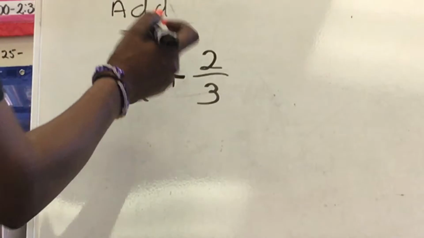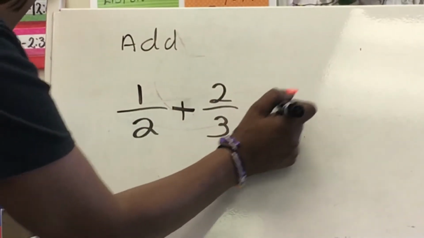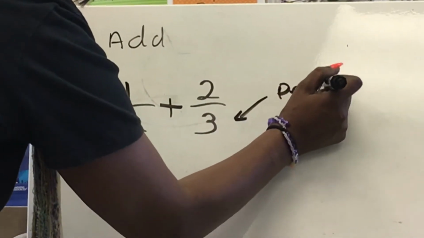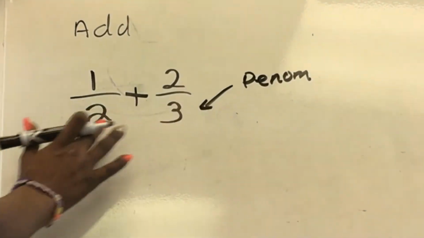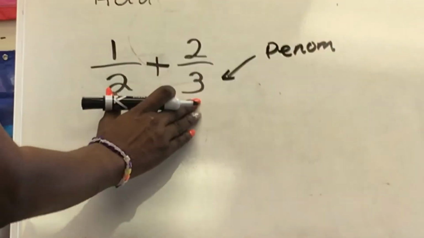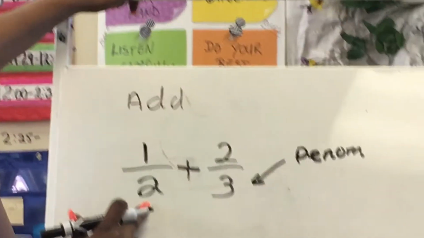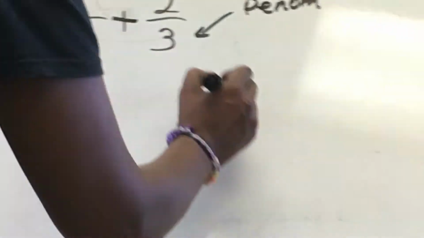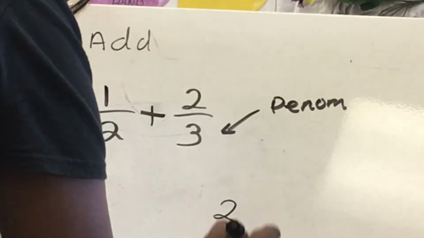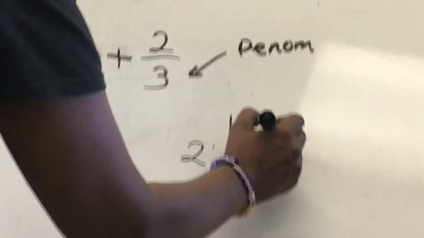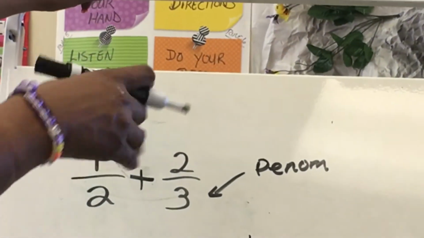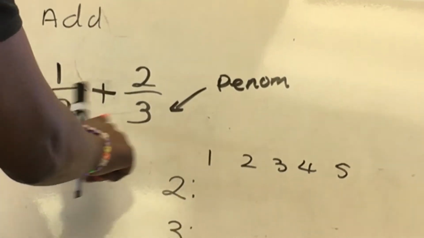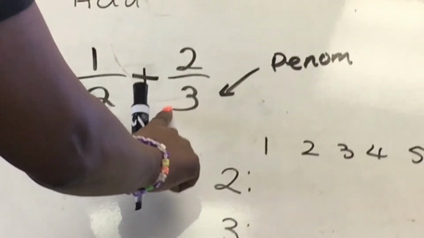First thing you do is you look at the denominators. These are what we need to do in order to get them the same. We're looking at the 2 times table and the 3 times table. We are trying to find the lowest common multiple, or we could say the lowest common denominator. What is in common between 2 and 3?